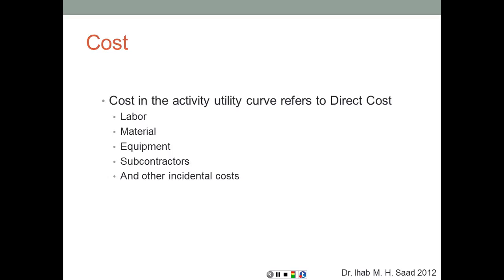The cost in the activity utility curve refers again to the direct cost, which is cost of labor, material, equipment, subcontractors, and other incidental costs that can be allocated to a particular activity.